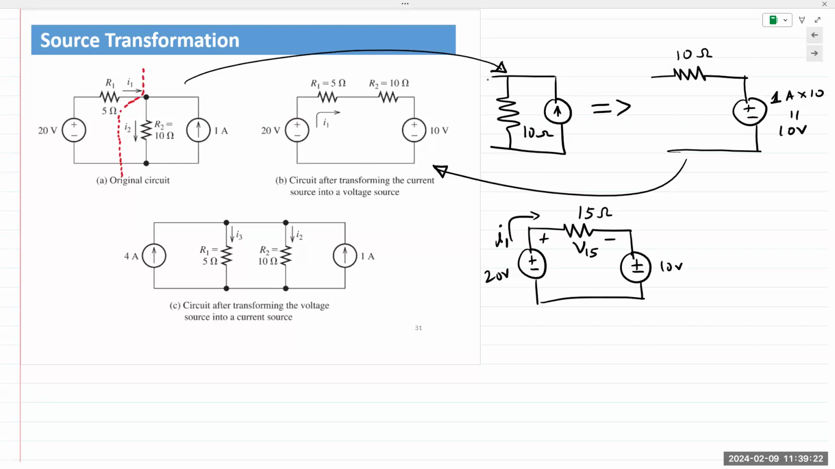Mathematically or quantitatively, if I wanted to write an equation, I would do a KVL around the loop. I have 3 voltages. I can write down minus 20 plus V15 plus 10 is equal to 0. V15 is 20 minus 10, 10 volts. That was just a concept, meaning that it just comes after lots of practice. But mathematically, you can still apply KVL and you can get the answer.